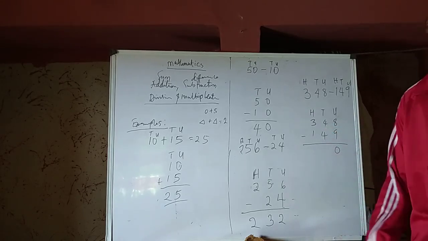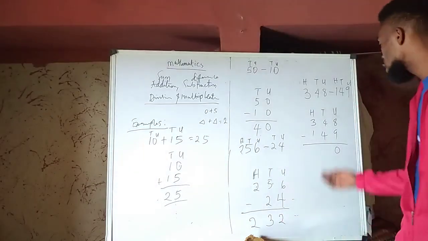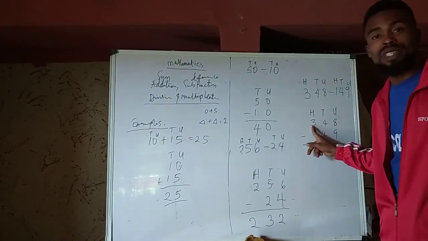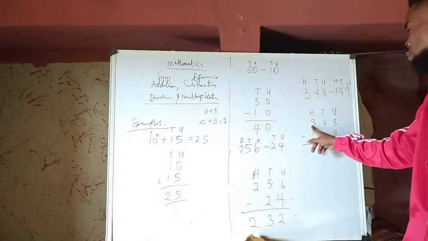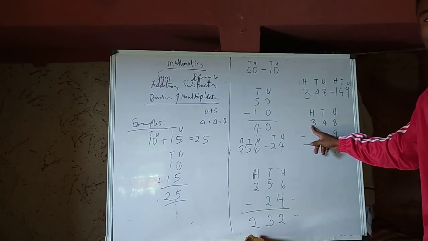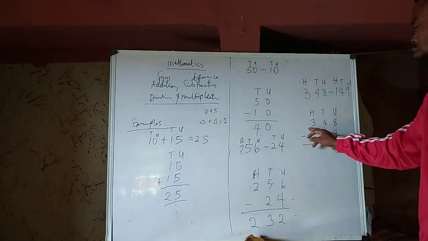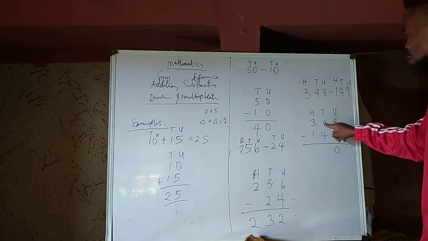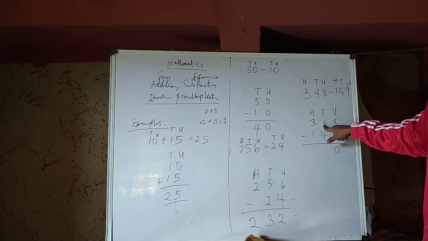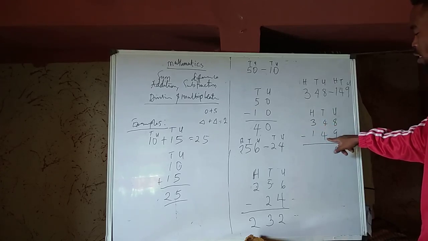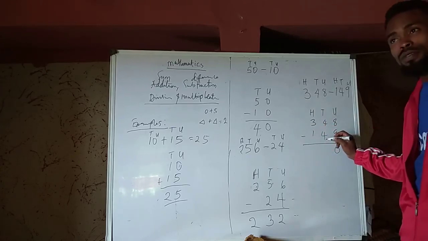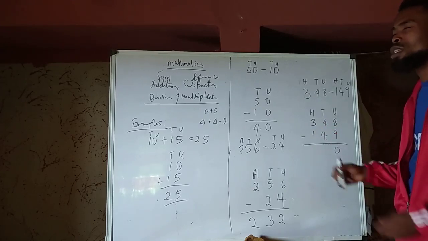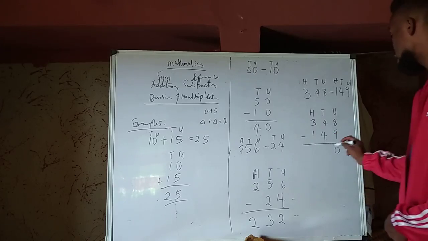3 minus 4. Oh, another problem. We cannot remove 4 from 3. So we still go ahead and borrow. So we borrow from here. Whatever we borrow from here is going to become a 10, because it's just a 10 to the next neighbor. So we borrow a 1 from here, which is a 10. 10 plus the 3 we had there will be 13. 13 minus 4 is 9.